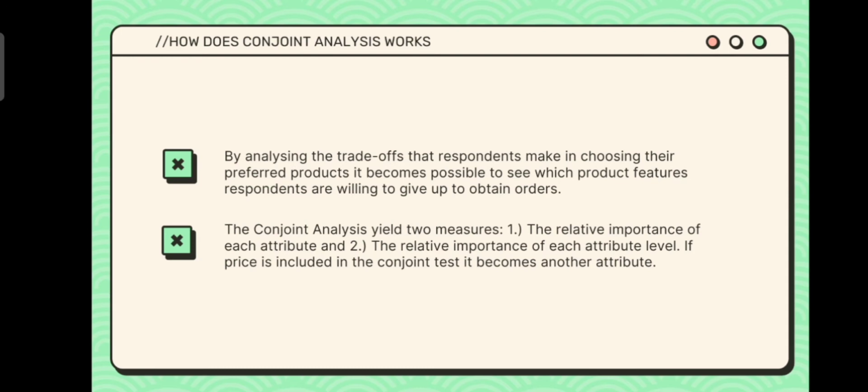The conjoint analysis yields two measures. First is the relative importance of each attribute, and second is the relative importance of each attribute level. If price is included in the conjoint test, it becomes another attribute.